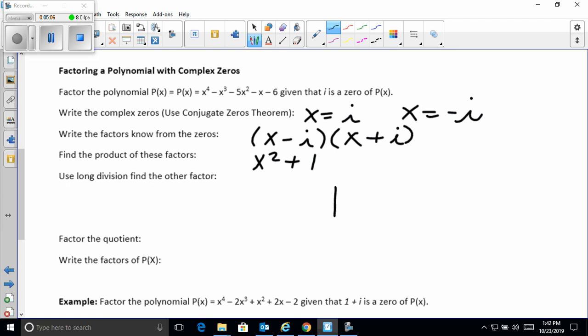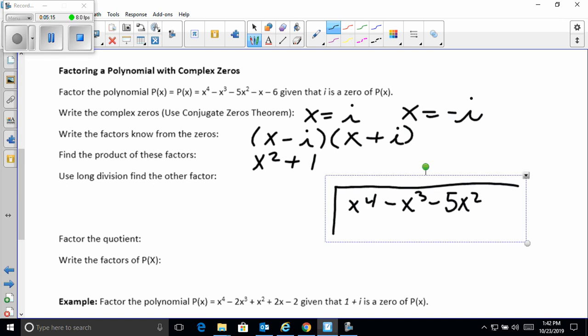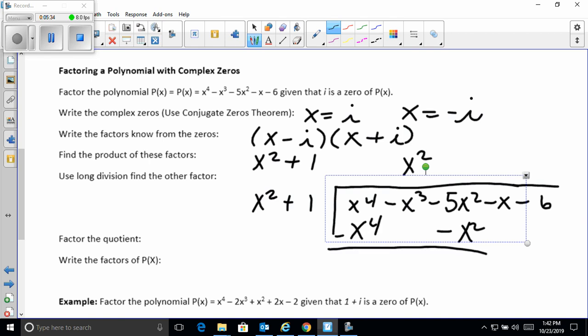So now we're going to use long division to find the rest of our polynomial, once we remove these factors. And I'm dividing by x squared plus 1. So how many times does x squared go into x to the 4th? x squared times x squared is x to the 4th, plus x squared. Subtracting this, and we're subtracting that whole thing.